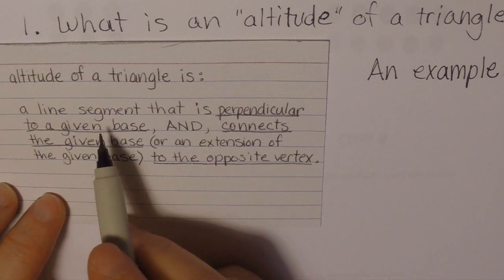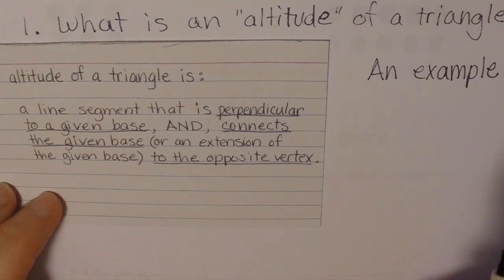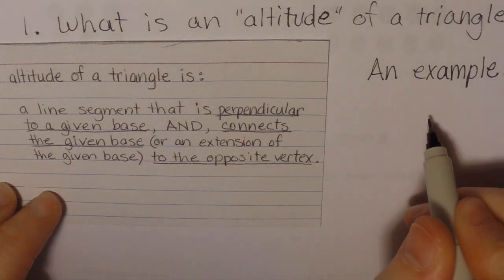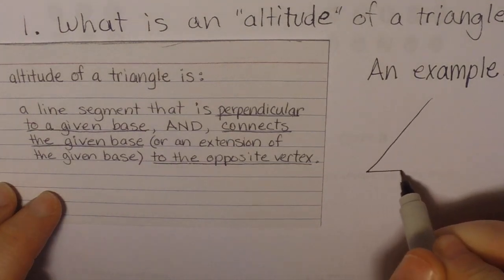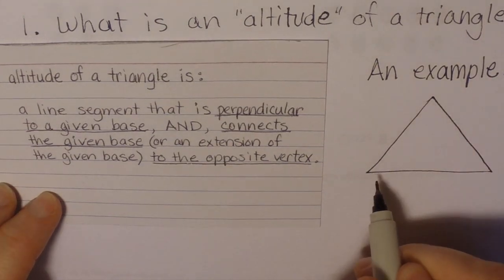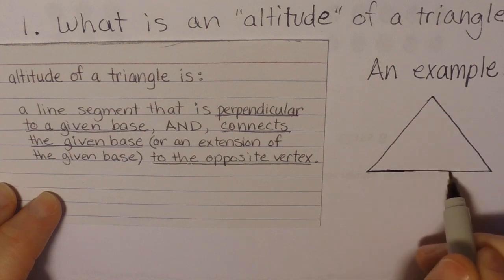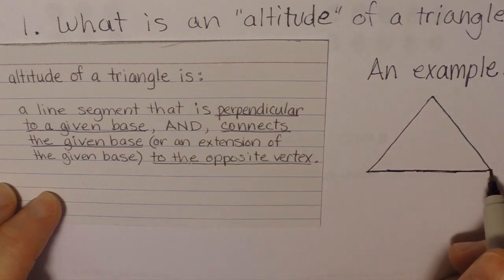triangle is a line segment that is perpendicular to a given base of the triangle, and it connects the given base or an extension of that given base to the opposite vertex. So, for example, if I draw a triangle here, and notice it talks about a given base. I'm going to designate this as my base.